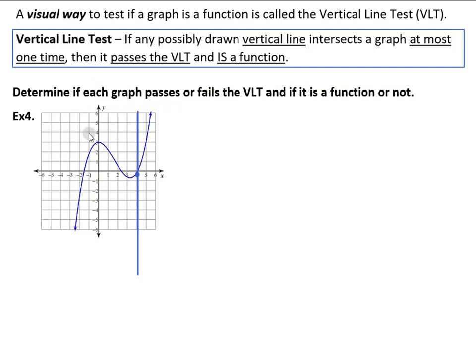Okay, so if that's true, we only have one output for any x value, for any input. This would pass our vertical line test. So in this case, we would say this passes the vertical line test. It's only touching at most one time, and therefore it is a function. Passes the vertical line test and is a function. Okay, let's look at a second example here.